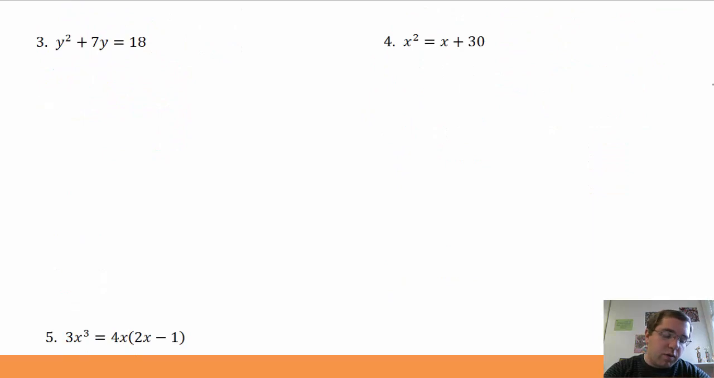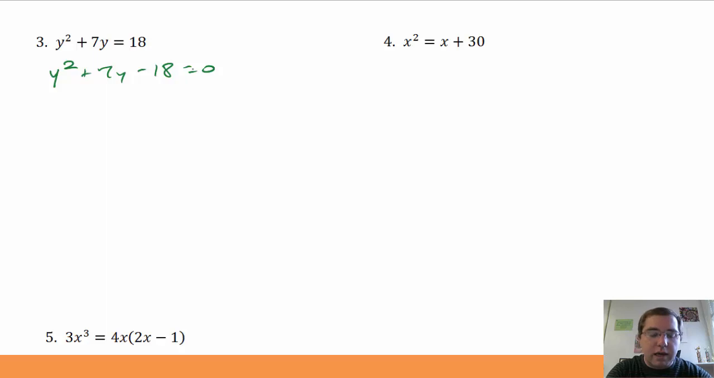Number 3, y squared plus 7y equals 18. This time, I don't have a product of things that equals 0. First of all, there's no 0 at all, so we need to get a 0 in there. Then we need to write the rest of it as a product of things that equals 0. So let's get a 0 by moving everything to the left side. We'll move the 18 over. So we have y squared plus 7y minus 18 equals 0. And we've got a 0 on the right side.